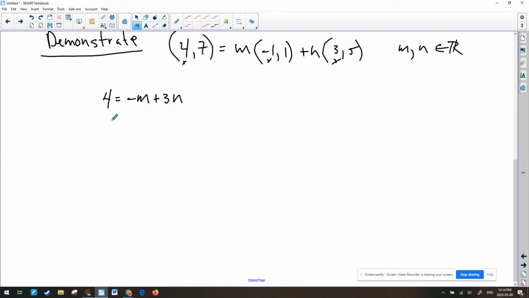And then we're going to do a similar equation for the y's. We're going to say 7 is equal to M plus 5N. And so there are two equations. So two equations, two unknowns. Welcome to grade 10 again. Here we go. We're going to solve this. So go ahead and solve it. It'd be good practice for you to do it without just watching me.